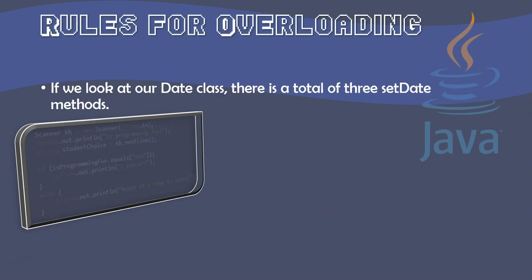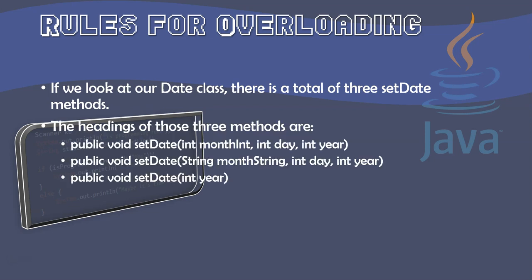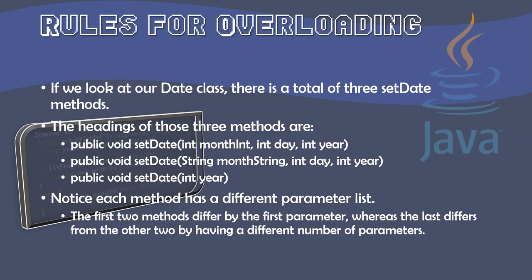If we look at our date class, you'll see there's a total of 3 setDate methods. The headings of those methods are public void setDate, int month, int day, int year; public void setDate, String month, int day, int year; and public void setDate, int year. You'll notice that each of these methods has a different parameter list. The first two methods differ by the first parameter, one's an int, one's a String, whereas the last differs from the other two by having a totally different number of parameters. Notice there's only one parameter we're looking at, which is the int year.